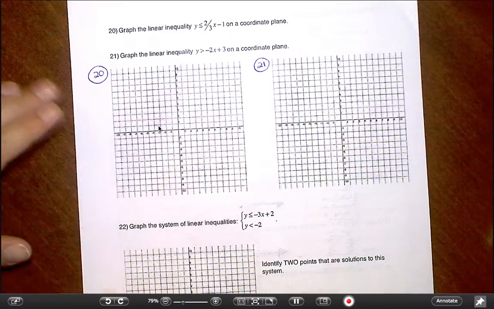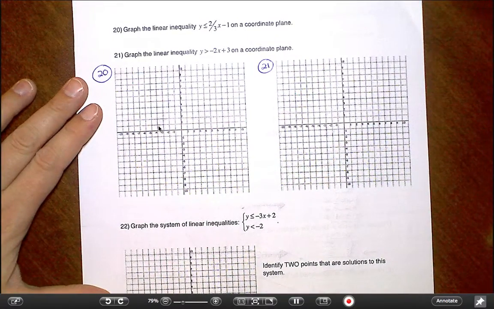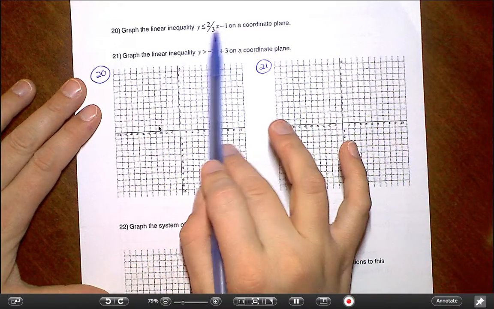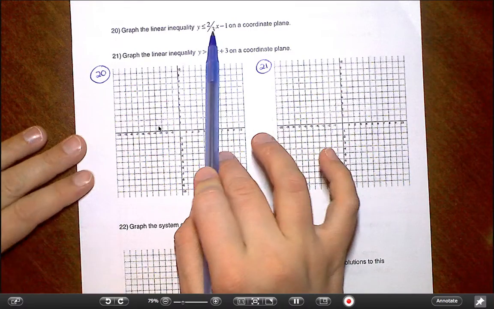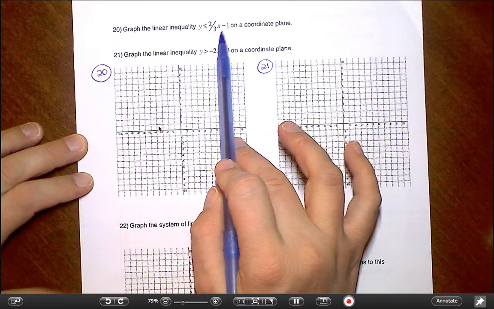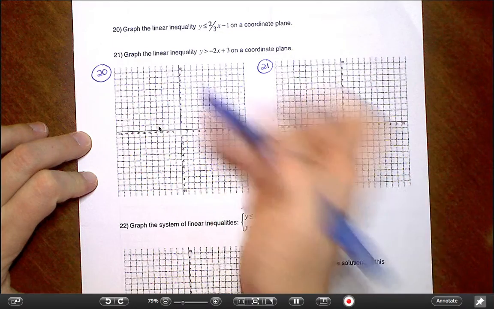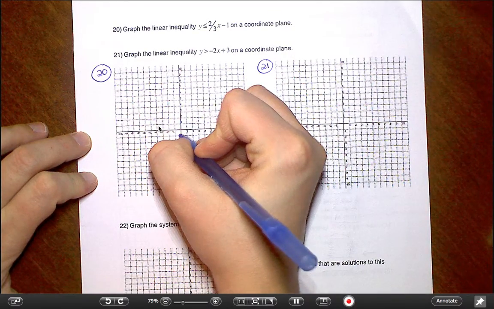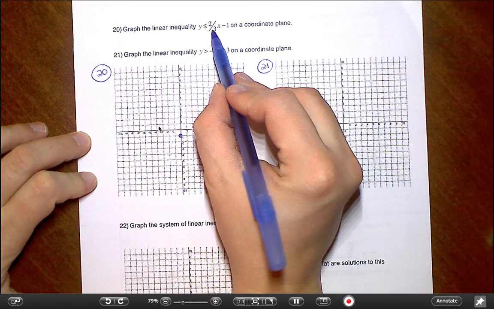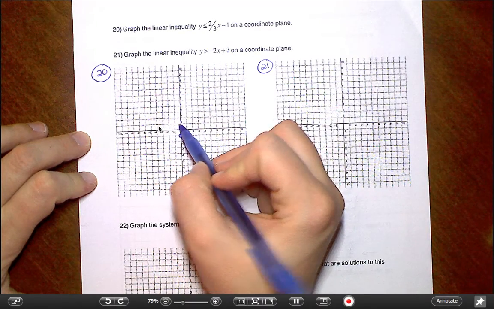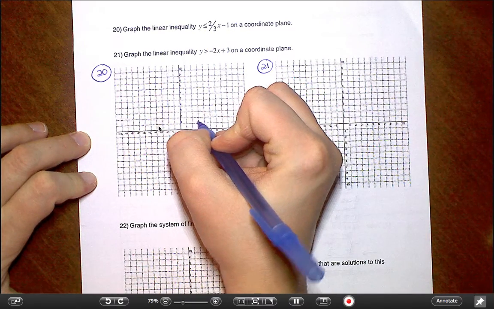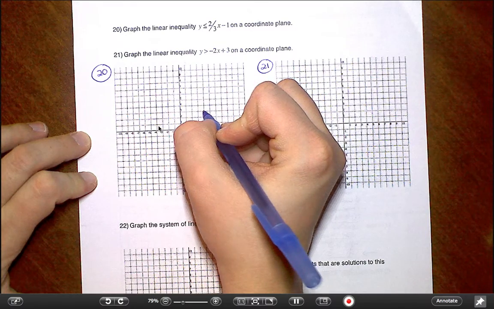Okay, so graphing a linear inequality is a lot like graphing an equation. This one's nicely written in slope-intercept form. So I'm going to start at my y-intercept, which is the -1. And then my slope is 2/3, so that's telling me to go up 2 and to the right 3. Up 2 and to the right 3.